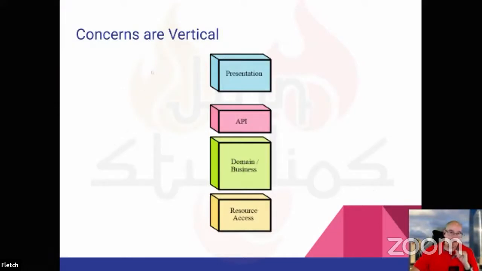So again, concerns are vertical. So whenever you slice up a system, this is like a system, one microservice system that an API, a UI is going to be using. It's got the presentation, the API, the business logic, the data access, and then of course a database outside of that. This is a vertical slice, a slice of the system that is vertically cut up by concern is the best way to put it.